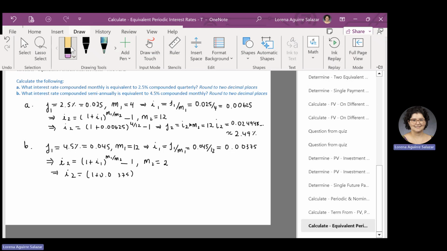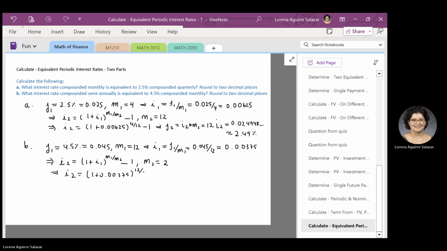So J2 is I2 times M2. So we're multiplying I2 by 2. And when we do that, we get the expression 0.0454 2.4, etc., which can be rounded off to 4.54%. So 4.54% compounded semi-annually is equivalent to 4.5% compounded monthly.